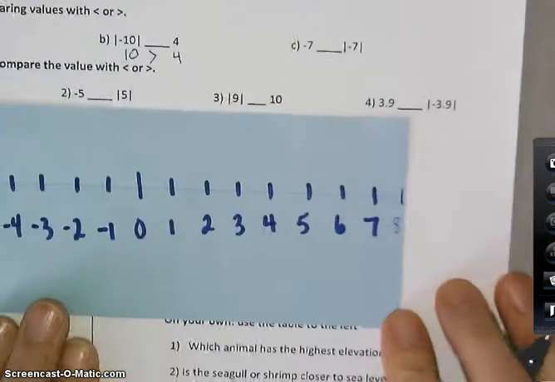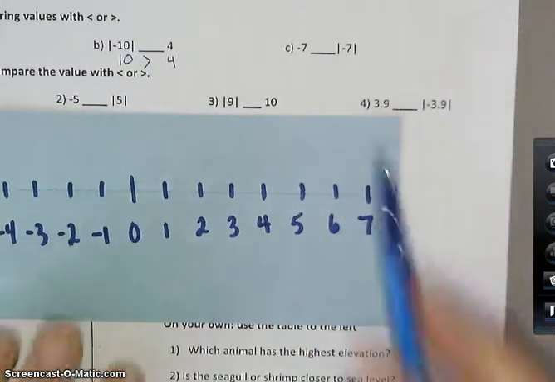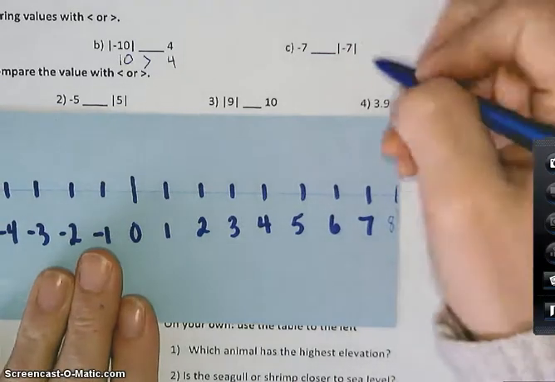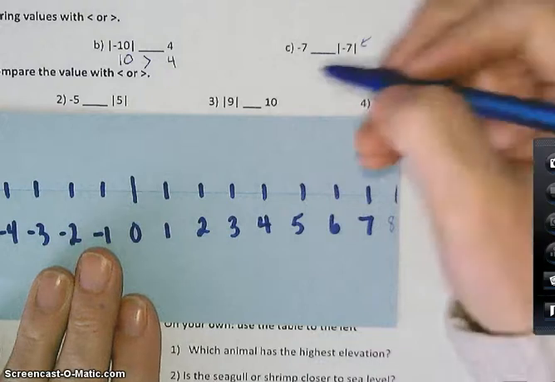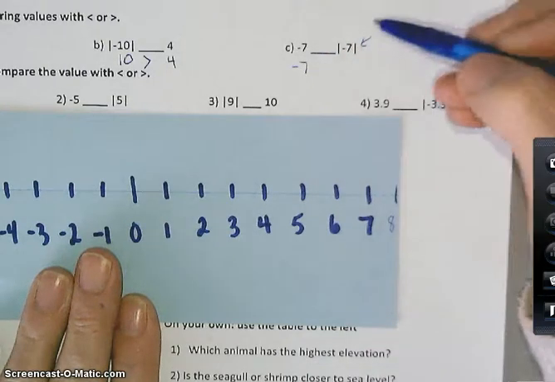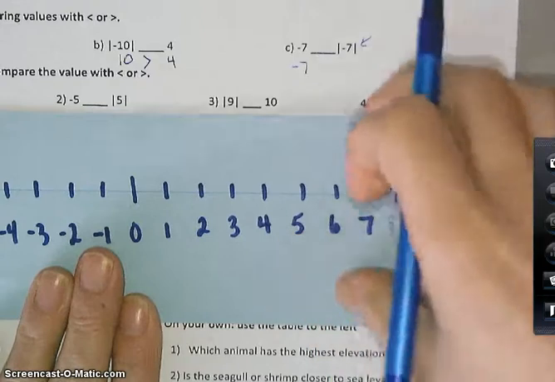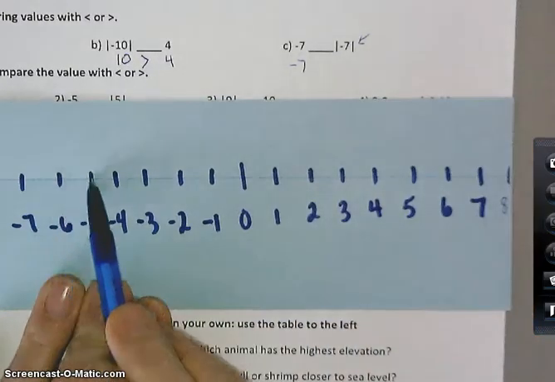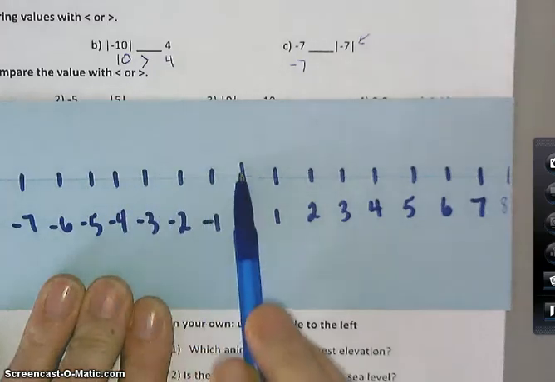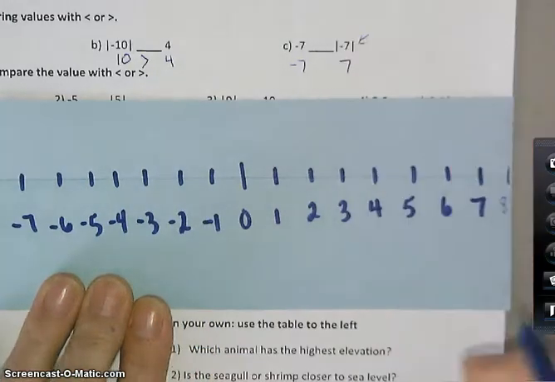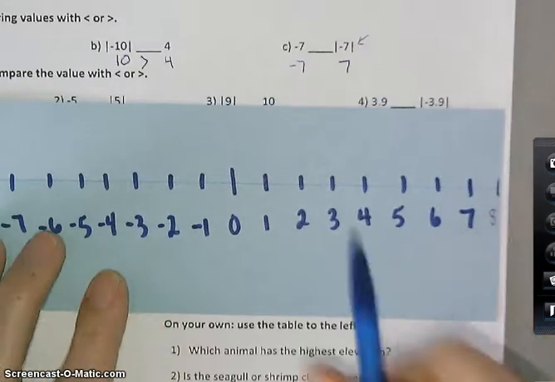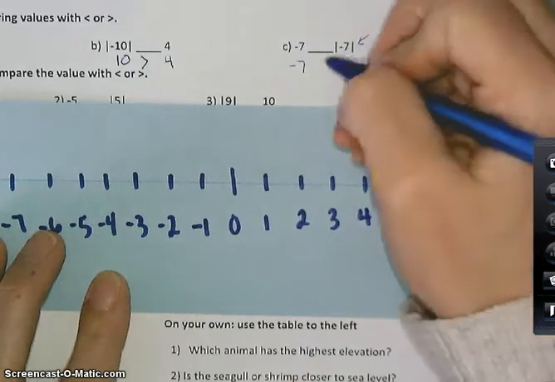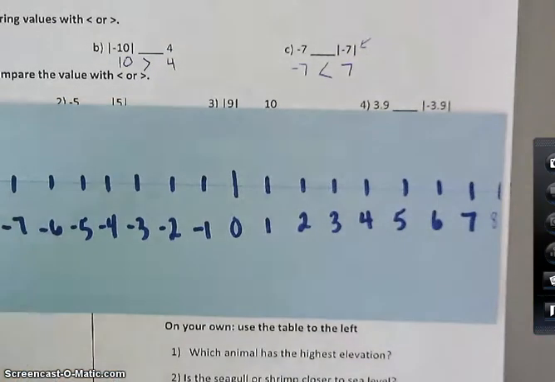Looking at C. It's really easy for you to go, oh, those are equal to each other, because you see a -7 and you see a -7. But first off, don't forget, we have to get rid of those absolute value bars. So -7 stays -7. Then what's the absolute value of -7? You ask yourself, how far away is it from 0? I have -7, 1, 2, 3, 4, 5, 6, 7 hops away. So the absolute value of negative 7 is 7. Now I have a negative and a positive. Remember what we talked about in class? Positives are always bigger, so negative 7 is less than 7.